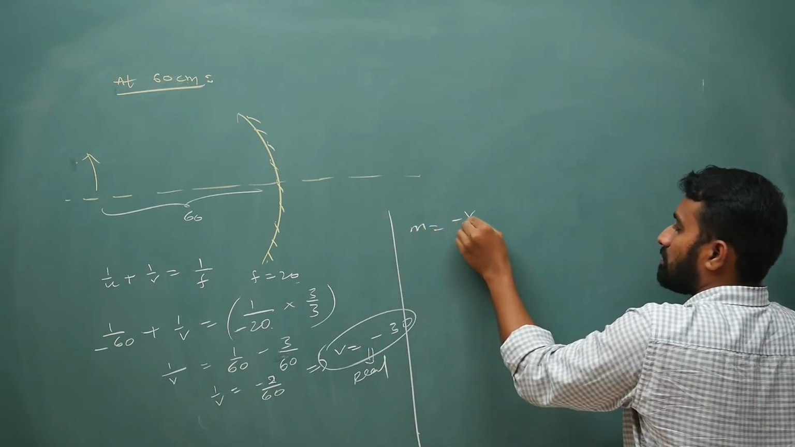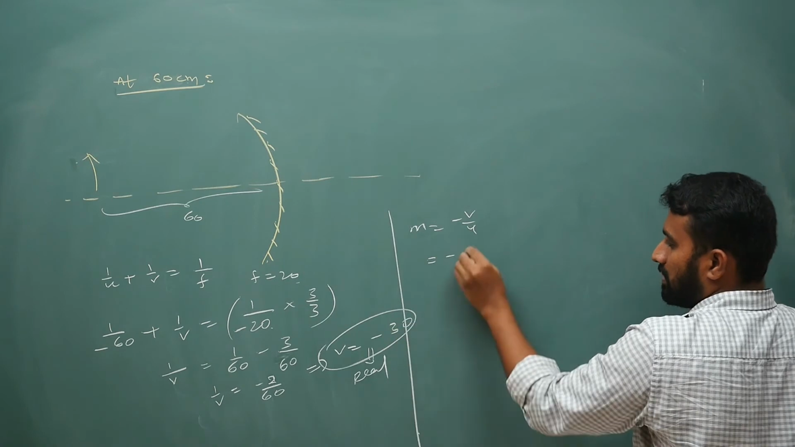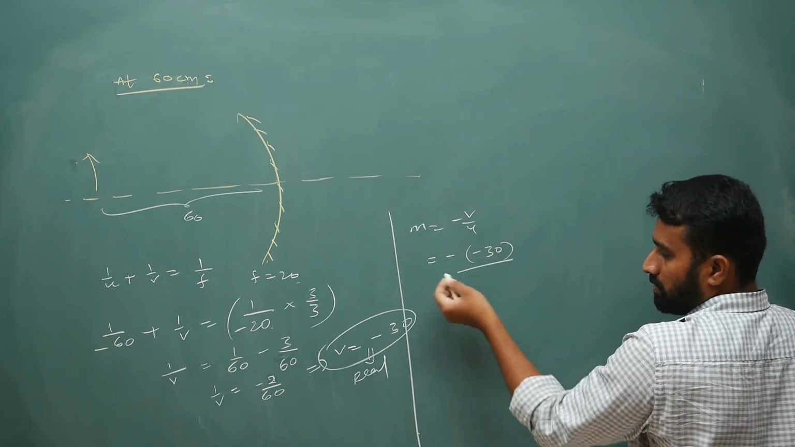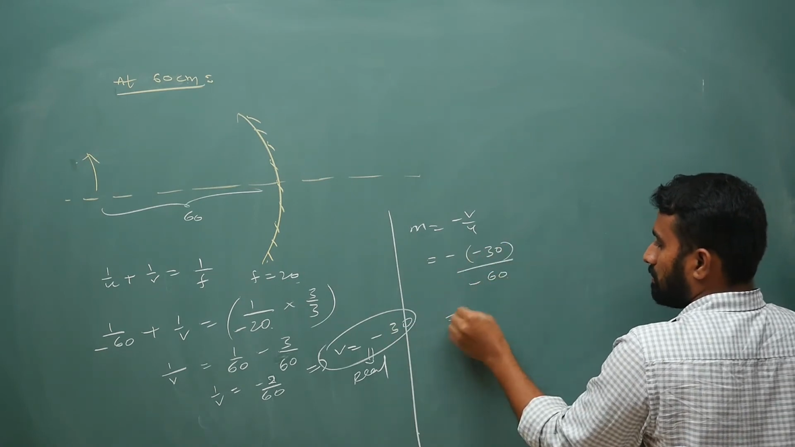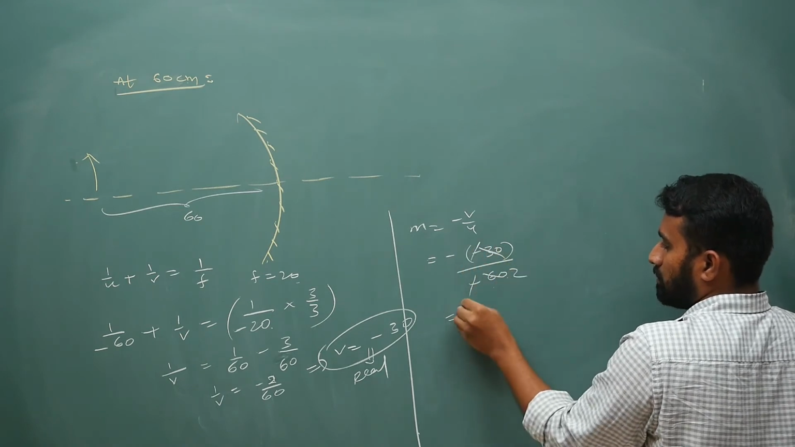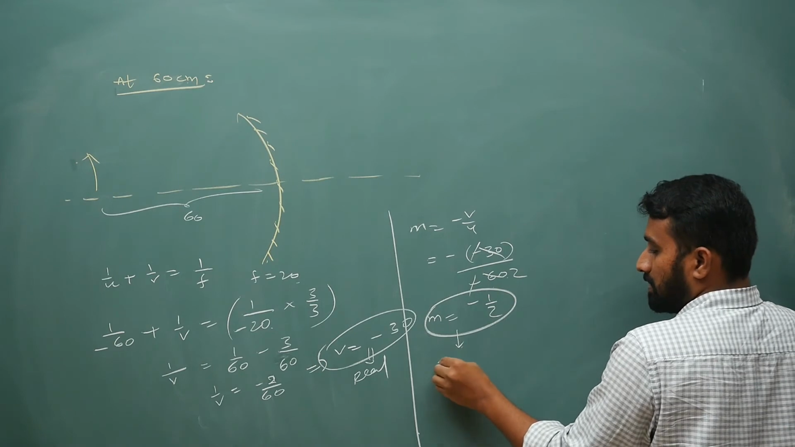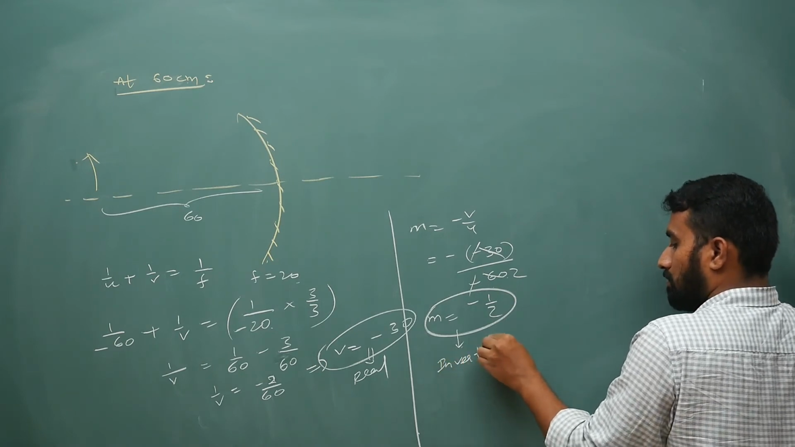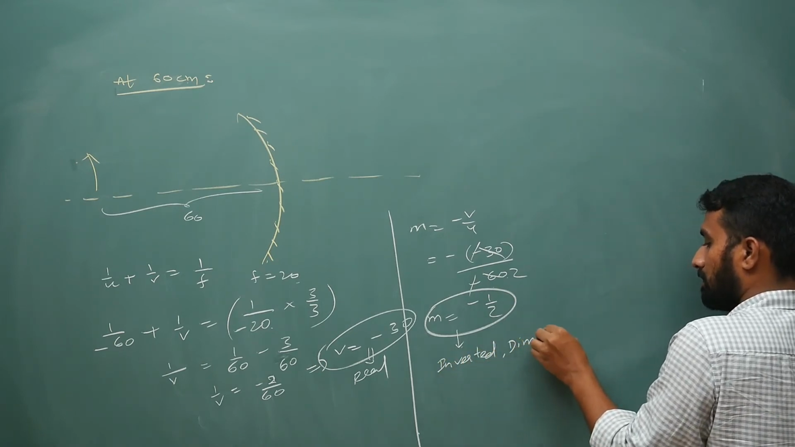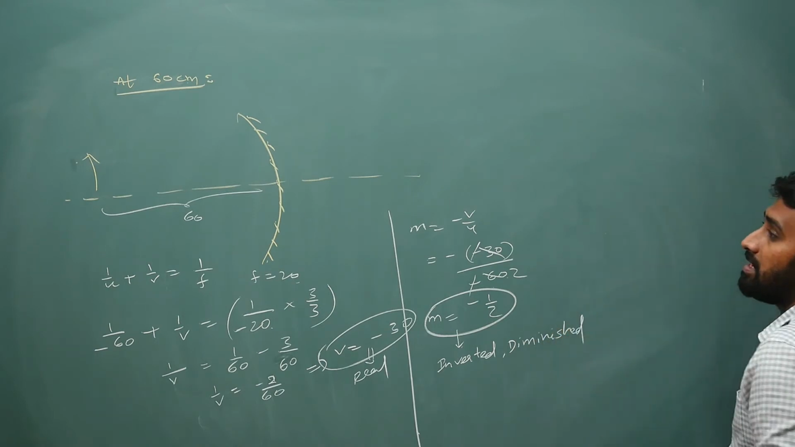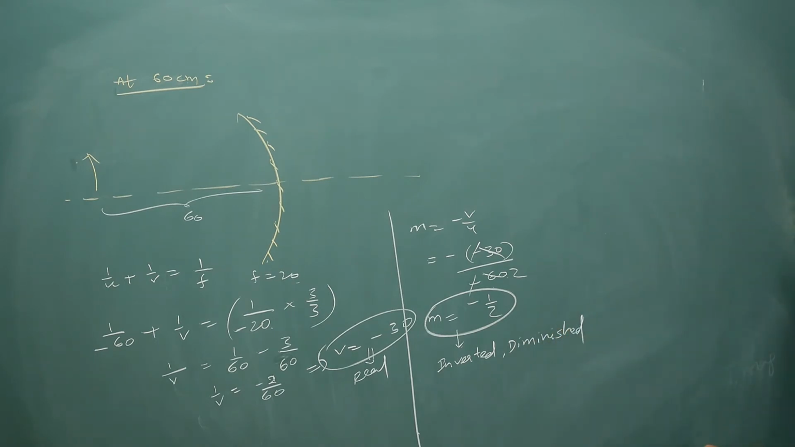Magnification m is minus v by u, that is equal to minus of v, which is minus 30, by u, which is minus 60. Minus minus cancel, so magnification m is minus 1 by 2. Negative indicates that it is inverted. 1 by 2 indicates that it is diminished. So now the ray diagram, how will you draw it? Observe carefully.